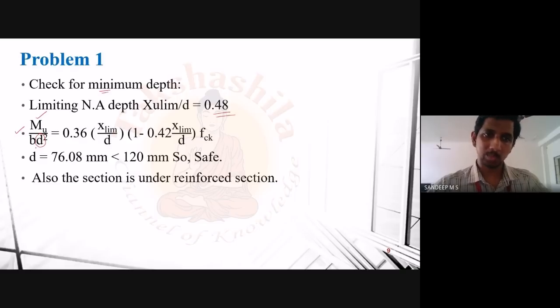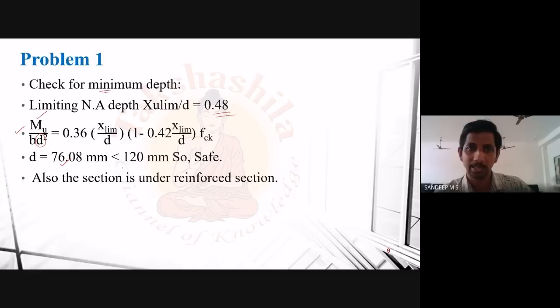Okay, so you substitute these values and find the value of D from this relation. When you substitute these things, your D will come around 76.08 millimeter, which is again less than the value that is provided. We have already provided 120 millimeters and the D required is 76.08. So it is safe. It is an under reinforced section.